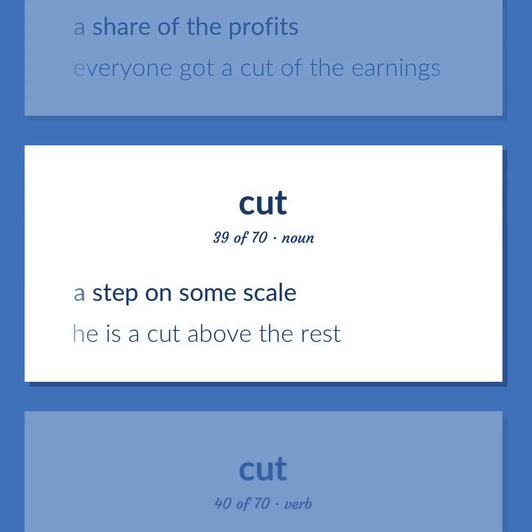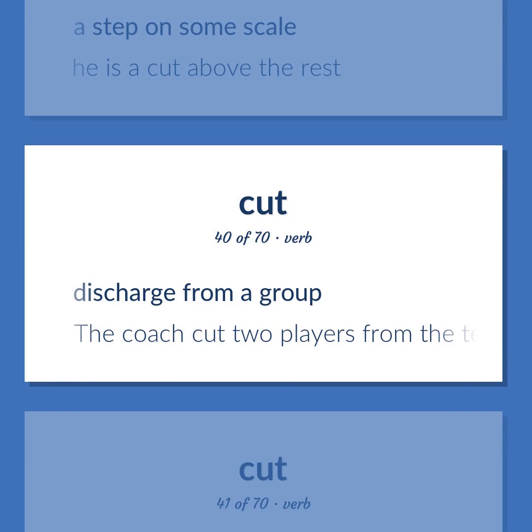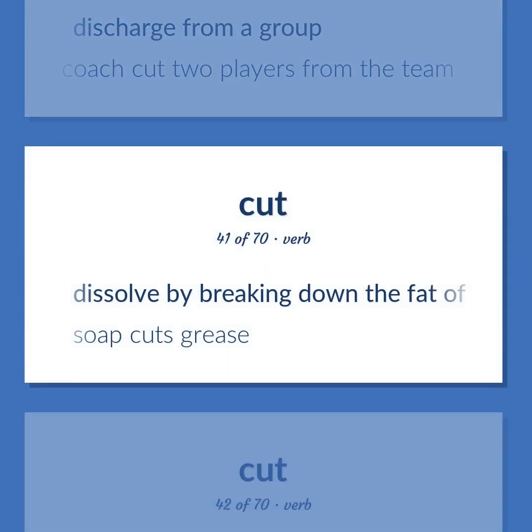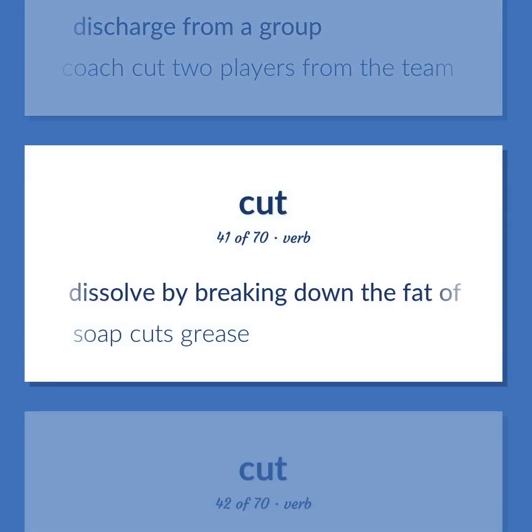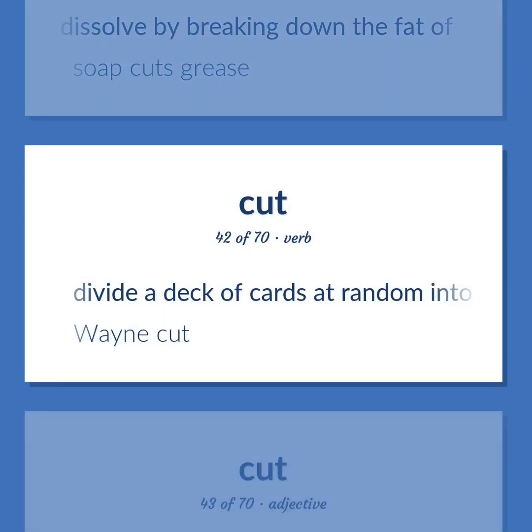A step on some scale. He is a cut above the rest. Discharge from a group. The coach cut 2 players from the team. Dissolve by breaking down the fat of. Soap cuts grease. Divide a deck of cards at random into 2 parts to make selection difficult. Wane cut.